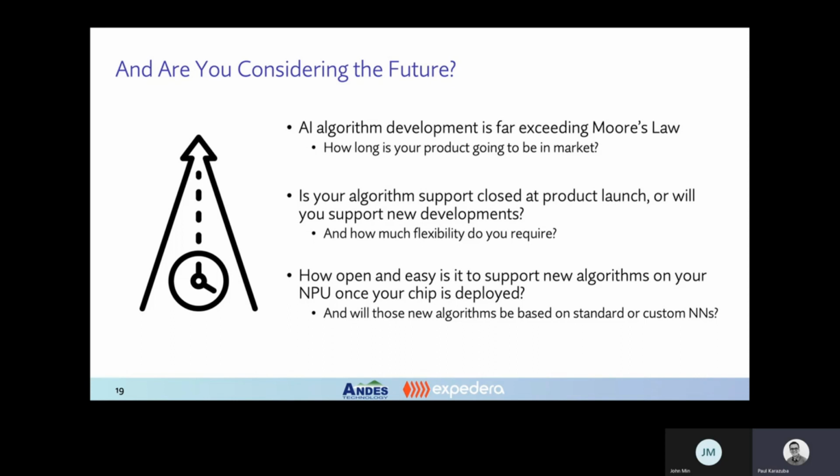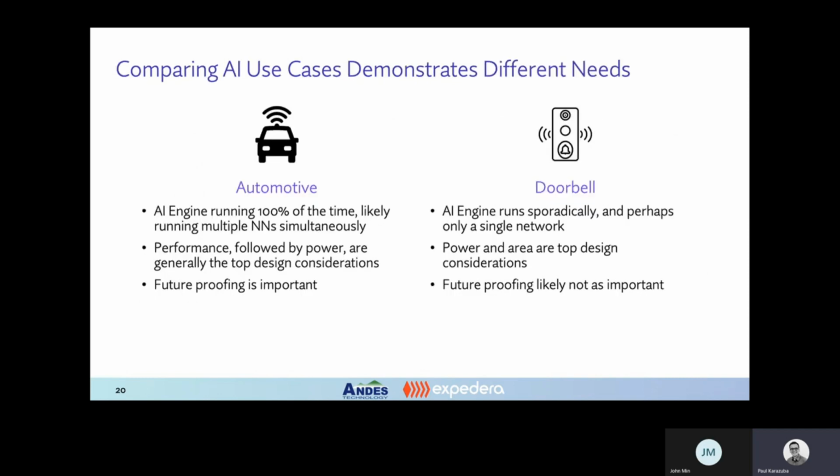And then once you've made that decision, you really need to look at your NPU, your AI engine, and understand how open and easy is it to support new algorithms on your NPU once that chip is deployed. And let's also ask, are those new algorithms based on standard or custom neural networks? There's a lot of questions that you have to answer on this. And unfortunately, suppliers like Expedera are only able to answer some of these questions. A lot of really design considerations. And make sure you choose the AI engine that supports as much of your needs for the future as possible.